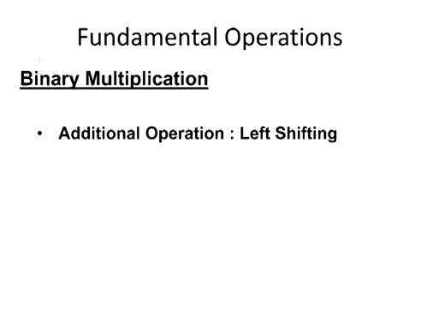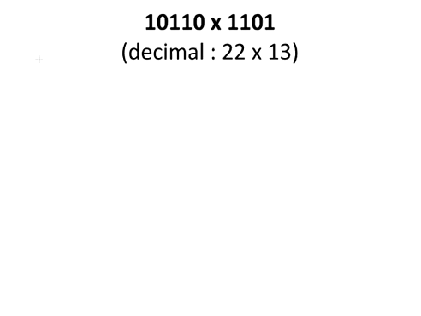So let's look at an additional operation we have to remember. It's called left shifting. Left shifting is essentially moving the values to the left. It's best described with an example. So here's an example we're going to carry out: 10110 times 1101. In decimal form, that would be 22 times 13.